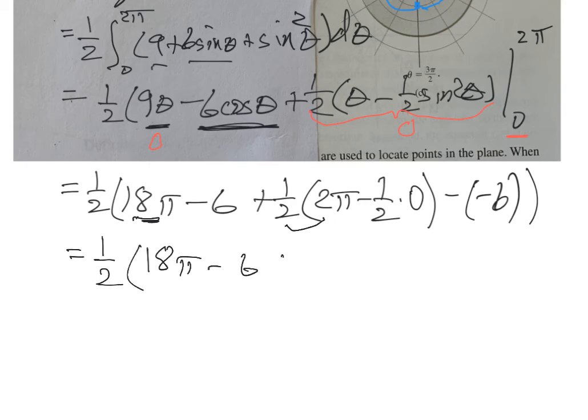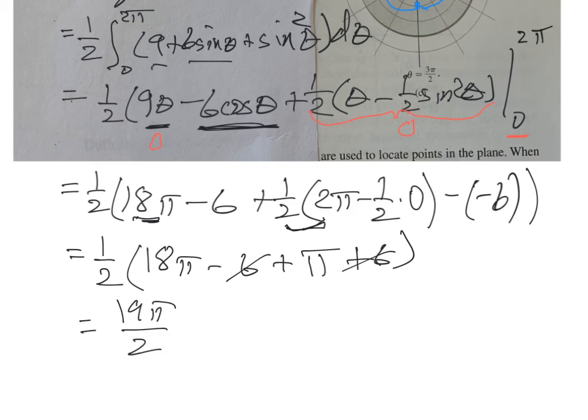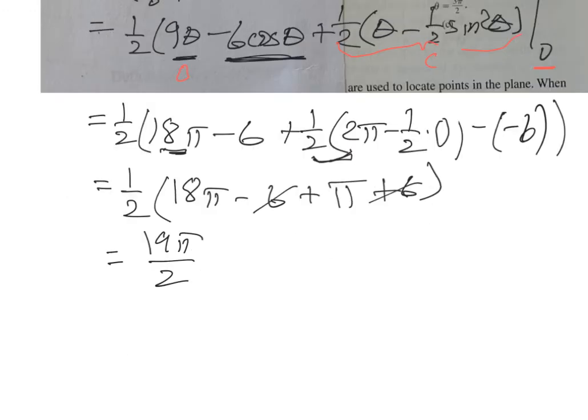Minus 6 plus pi right here, and then this 0 keeps us from getting, then we get plus 6 more. So the 6's cancel. It appears that we are getting 19 pi divided by 2. And we can see that's a reasonable answer.